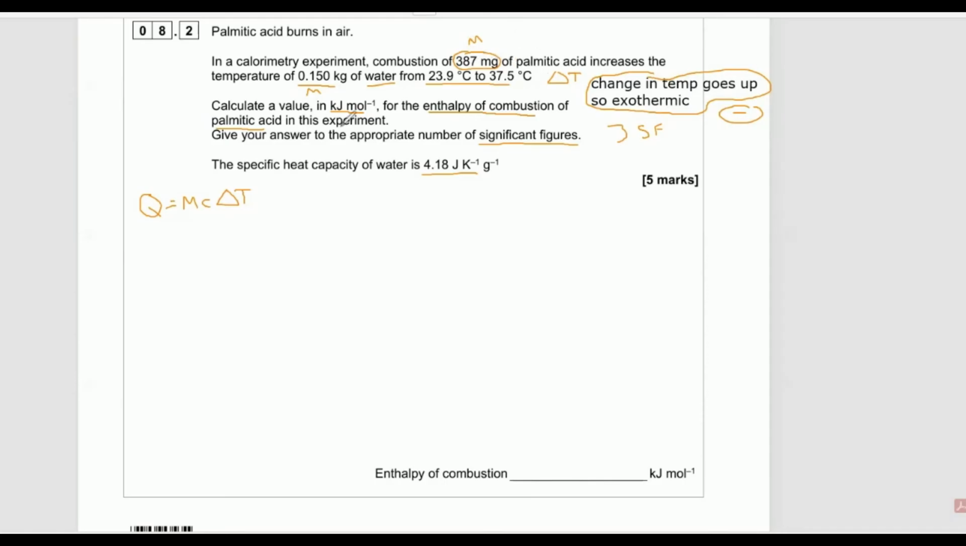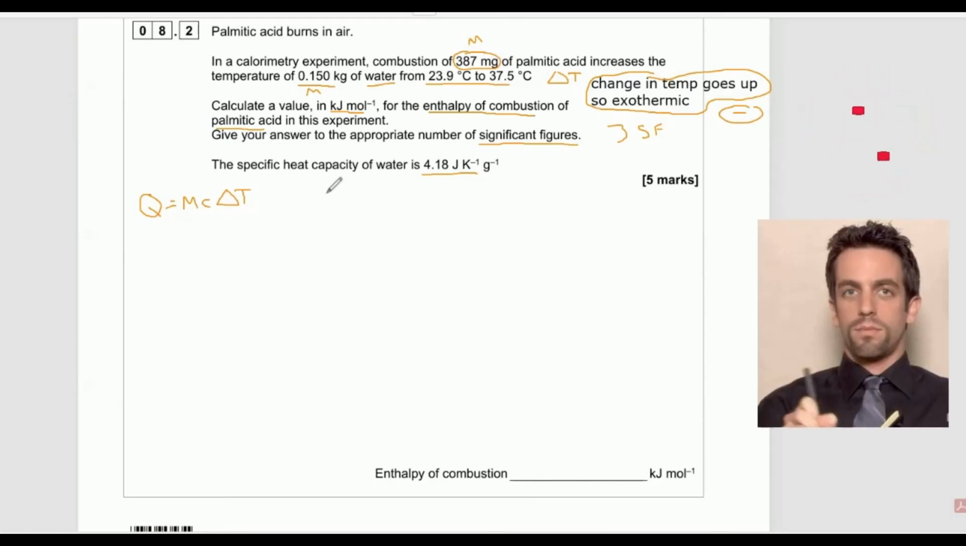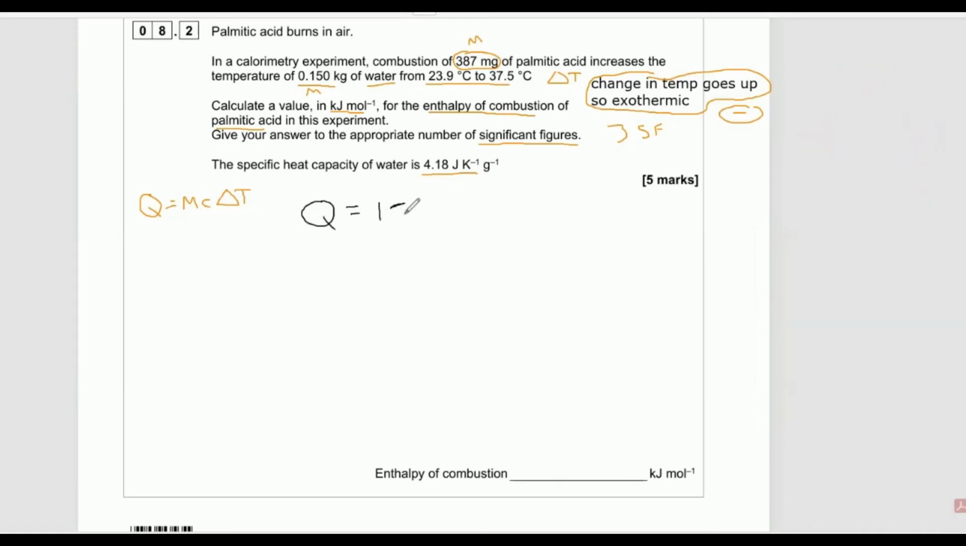You should pause the video at this point, get a pen and write down on scrap paper, see if you can work the answer out. Okay, let's go through it.